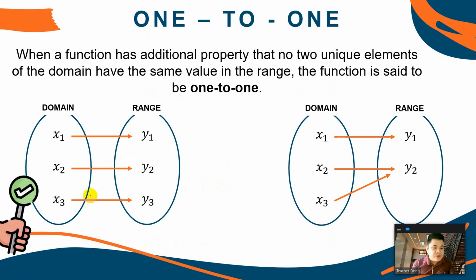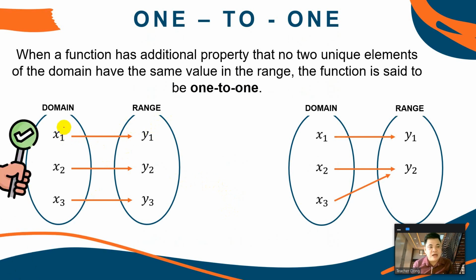So for example, the first one, we call it one-to-one because as you can see, the elements of the domain are uniquely paired to the elements of the range. There are no repeated elements in x and y. So therefore, this one is what we call a one-to-one function. How about the other one? In the other one, this is not a one-to-one function because as you can see, two elements of the domain are paired to a single element in the range. So this is not one-to-one because it does not actually follow the rule of one-to-one function of having two unique elements of the domain.